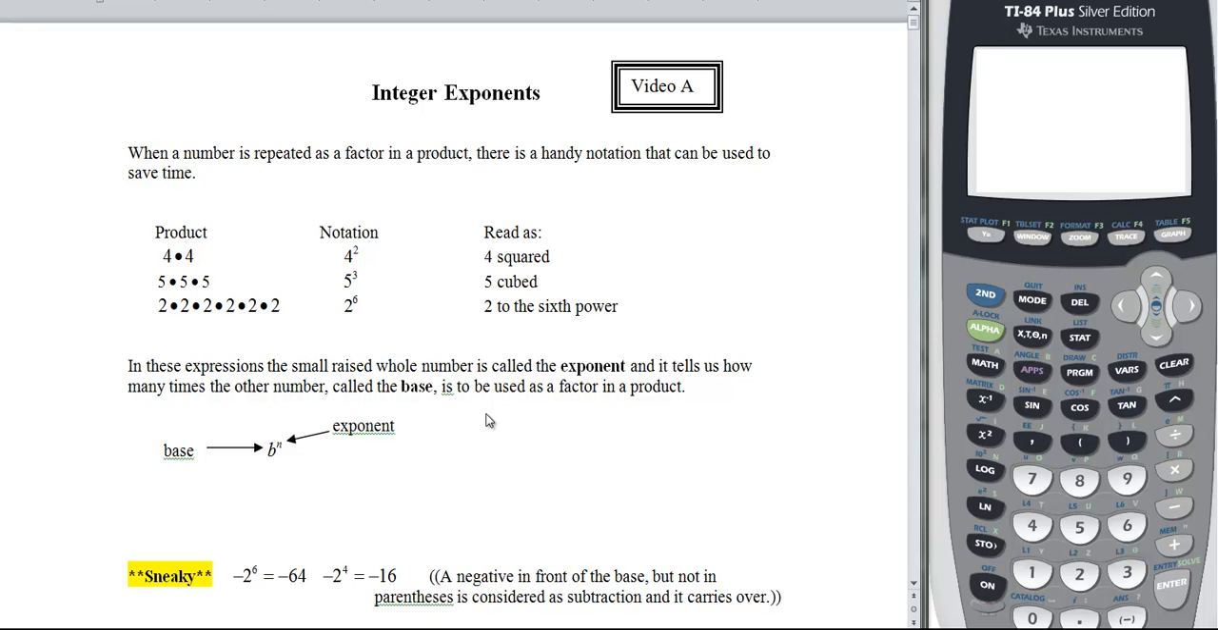It says in these expressions, the small raised whole number is called the exponent, and it tells us how many times the number called the base is to be used as a factor in a product. So my base, that's my factor. The small raised number is called my exponent.